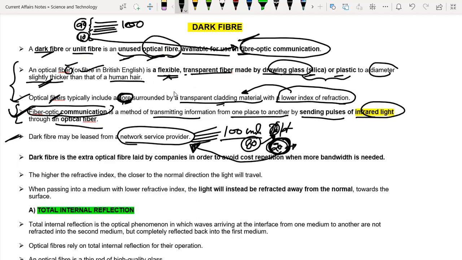So dark fiber is extra optical fiber laid by companies in order to avoid cost repetition when more bandwidth is needed. When they require more bandwidth, they do not pay a higher price for that, so initially they take a larger number of optical fiber networks and use them. And let's say 20 or 30 units of optical fiber are not in use, so they may lease them to other people who need that type of communication.